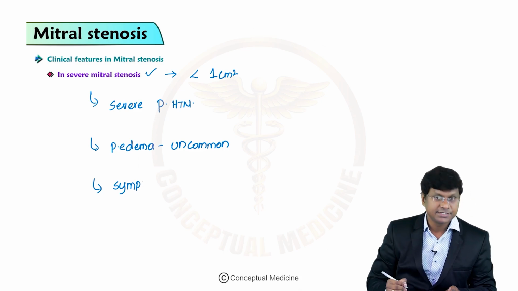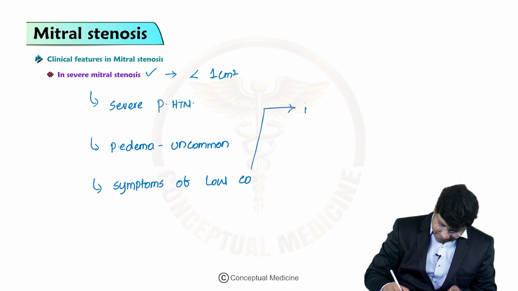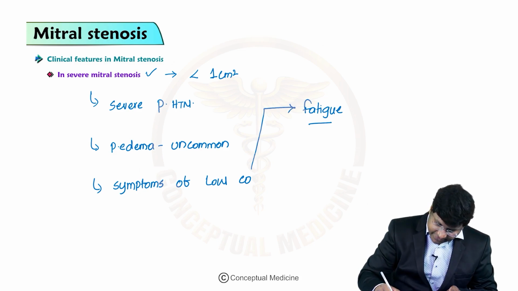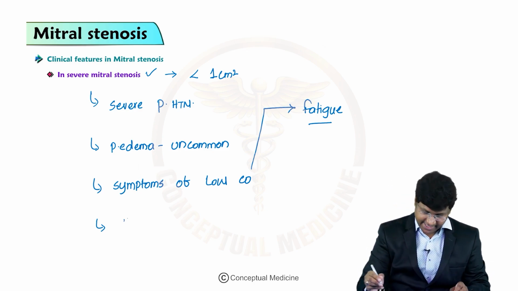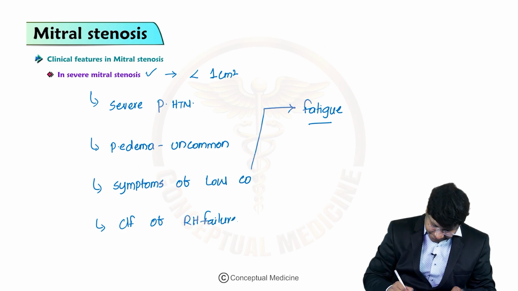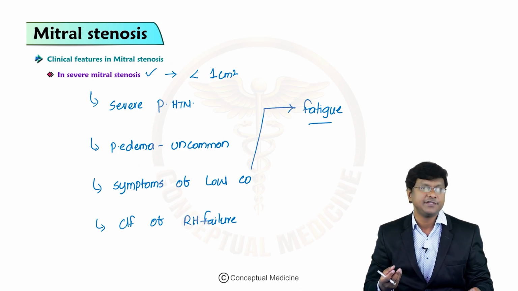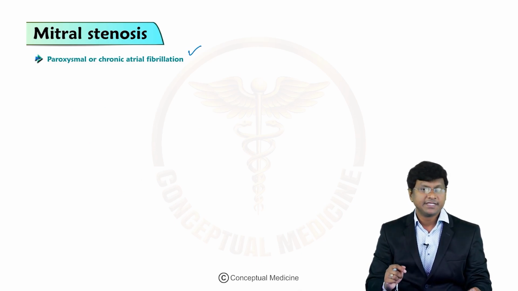But what will be the features? These individuals will have symptoms of low cardiac output. And what will be the symptoms of low cardiac output? That will be fatigue. And these individuals will also have the features of right heart failure. And the features of right heart failure include raised JVP, tender hepatomegaly, and development of pedal edema.